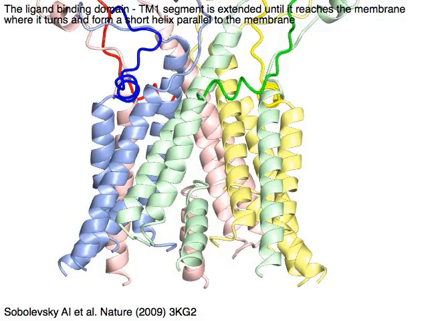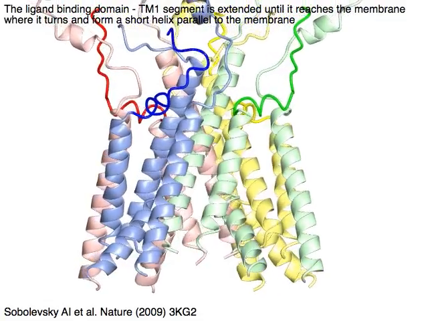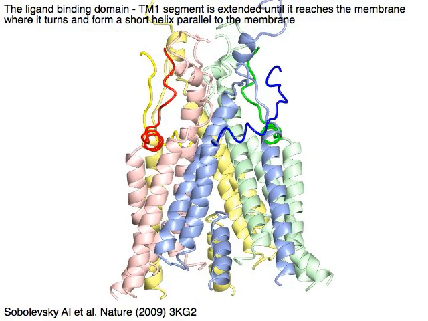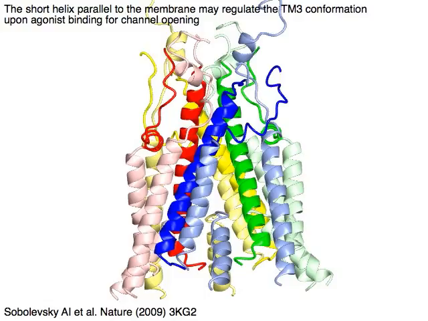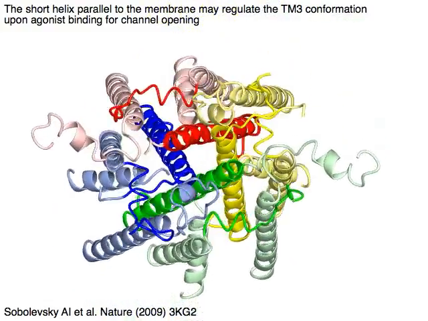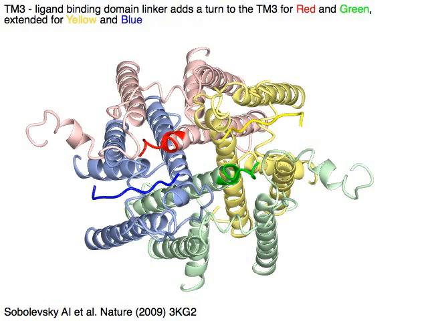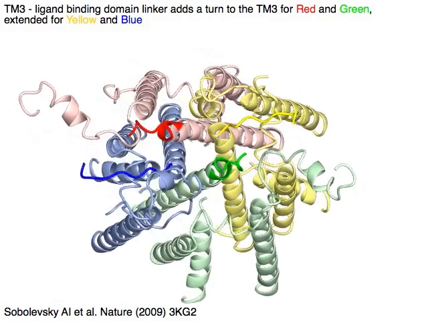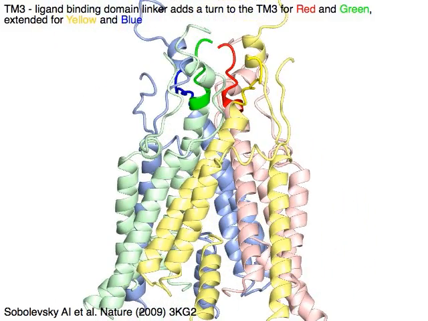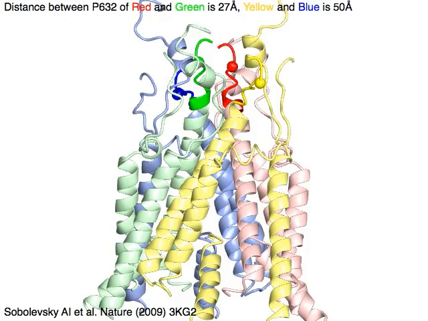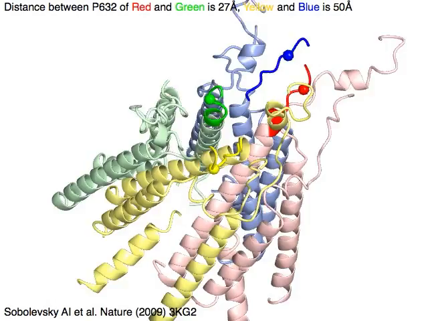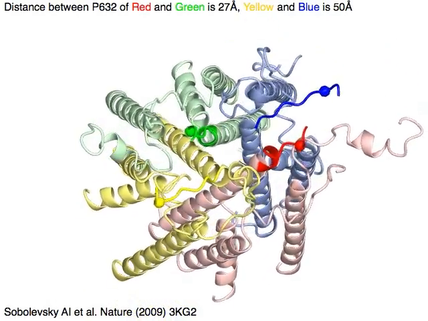The ligand-binding domain, TM1 segment is extended until it reaches the membrane where it turns and forms a short helix parallel to the membrane. The short helix parallel to the membrane may regulate the TM3 conformation upon agonist binding for channel opening. TM3, ligand-binding domain linker adds a turn to the TM3 for red and green, extended for yellow and blue. Distance between P632 of red and green is 27 angstroms, yellow and blue is 50 angstroms.